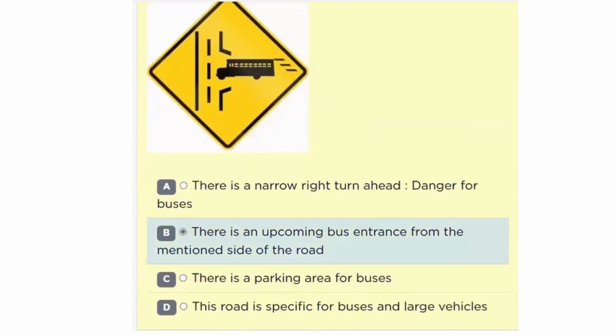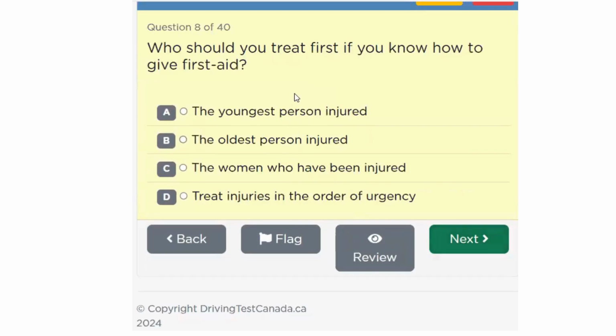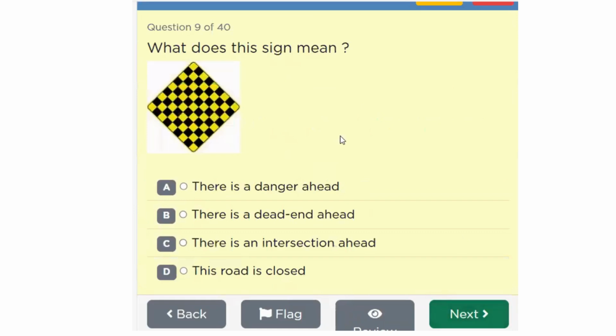Upcoming bus entrance. Who should you treat first if you know how to give first aid? The youngest person injured, the oldest person, the women who have been... I think this one. What does this sign mean? I don't know, but let's see. I think this road is closed.